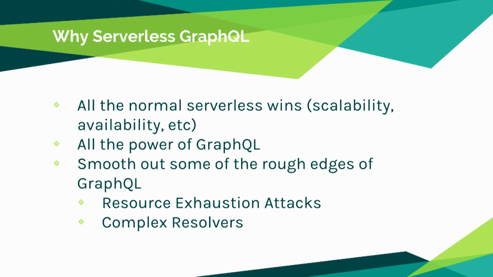So we all know the benefits of serverless at this point. You get all the big wins of serverless if you do this kind of thing. You get the scalability, availability, all that good stuff. You also, if you put it together, presumably get all of the power of GraphQL. But that said, if you were to put GraphQL on an auto-scaling group or an EC2 instance, there's actually some really interesting new things that happen if you were to take that kind of approach with GraphQL. There's something called resource exhaustion attacks. We'll go over that a little bit later.